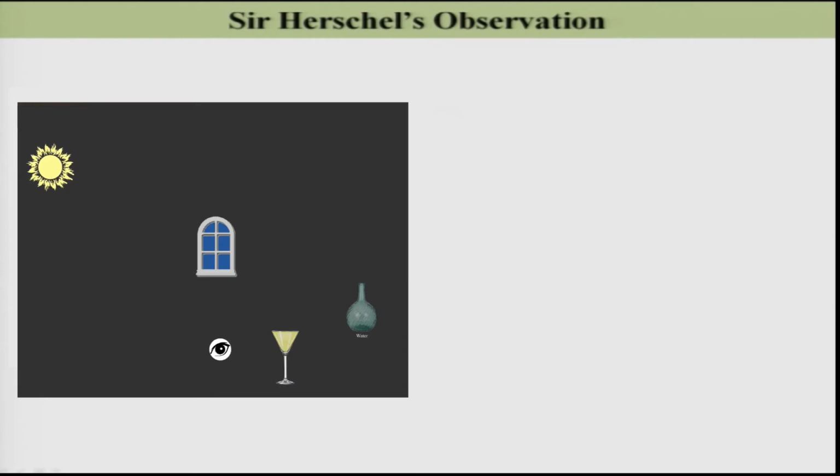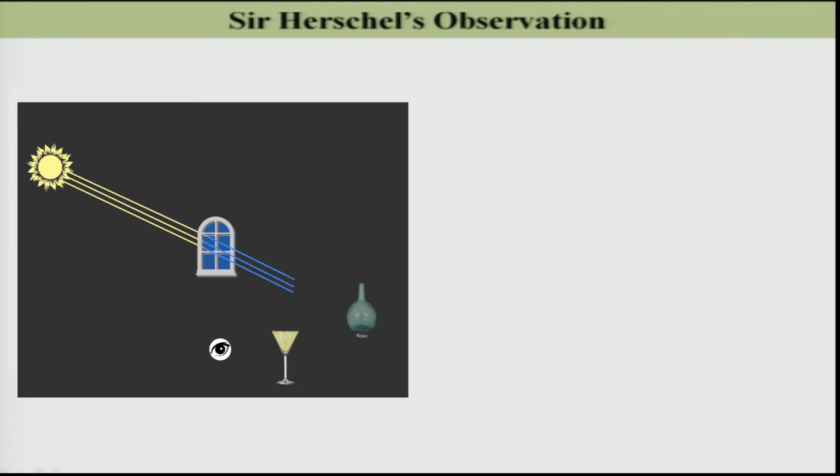In Sir Herschel's experiment, he was using this church window as a source of light, because sunlight has all the wavelengths, but when sunlight passes through the church window, only blue light passes, because the color of this church window is blue. So, only light of less than 410 or 420 nanometers passes through this blue church window.